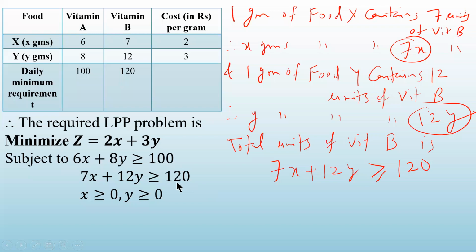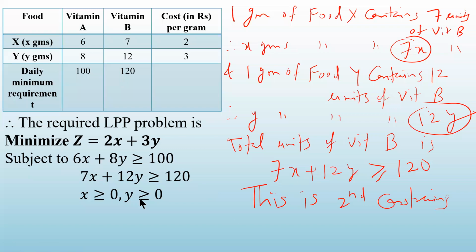So these are the two constraints in this problem. There may be more also, but in this question there are only two. I hope you have understood how to get the constraints. Now, as I told you, in every linear programming problem there are non-negative restrictions.